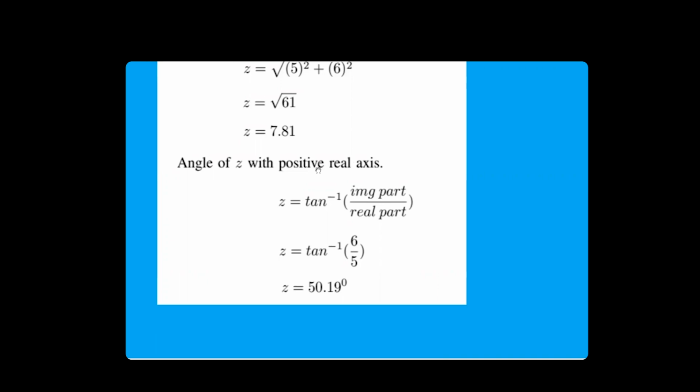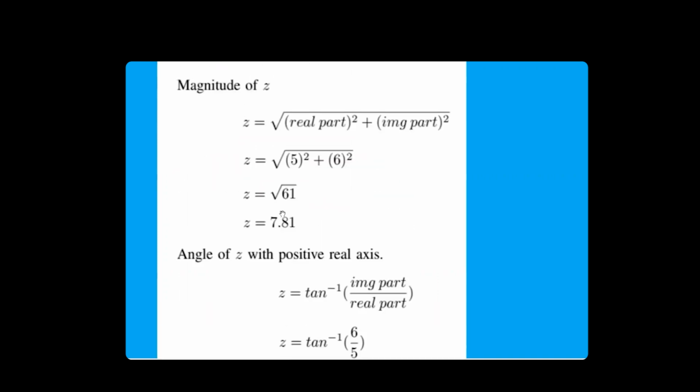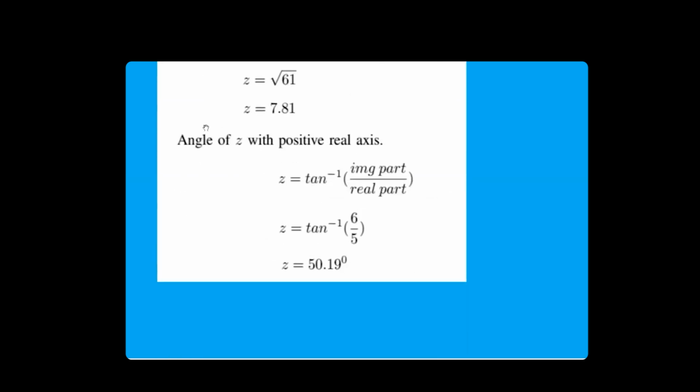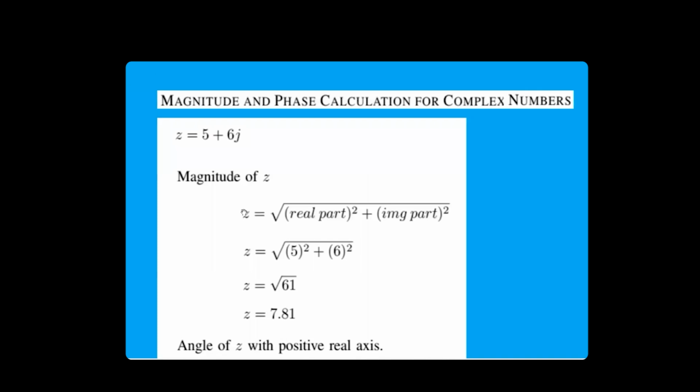Next, the angle of this complex number with the positive real axis, also called the phase, is calculated using the inverse tangent. The formula is the tangent inverse of the imaginary part divided by the real part. In this case, the imaginary part is 6 and the real part is 5. Dividing 6 by 5 and taking the tangent inverse gives approximately 50.19 degrees.